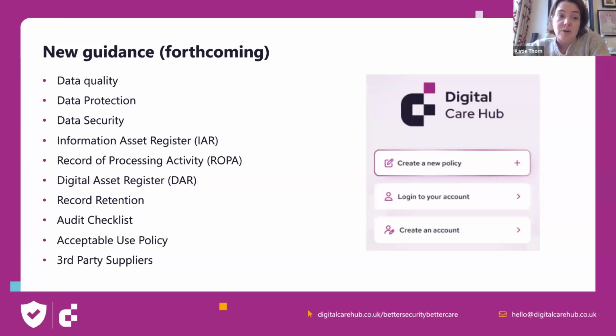Also, more guidance around record retention, checklists for how to audit what you're doing from a data protection and cybersecurity perspective, contracts with third-party suppliers as well, and things that you need to make sure you're looking out for in them, and also an acceptable use policy for any corporate-owned devices which you might be providing to staff. And there is just a screenshot on the right-hand side here as well of what it will look like as a policy builder and how you can use it.